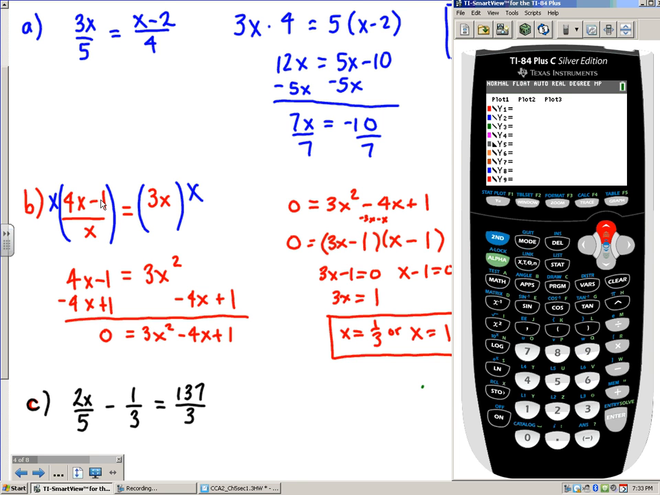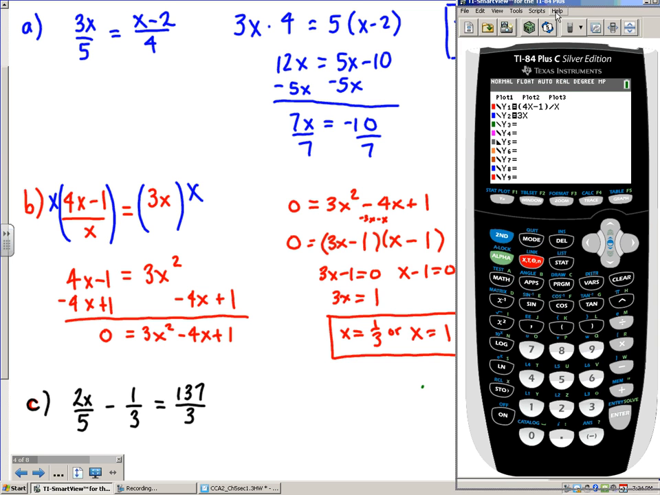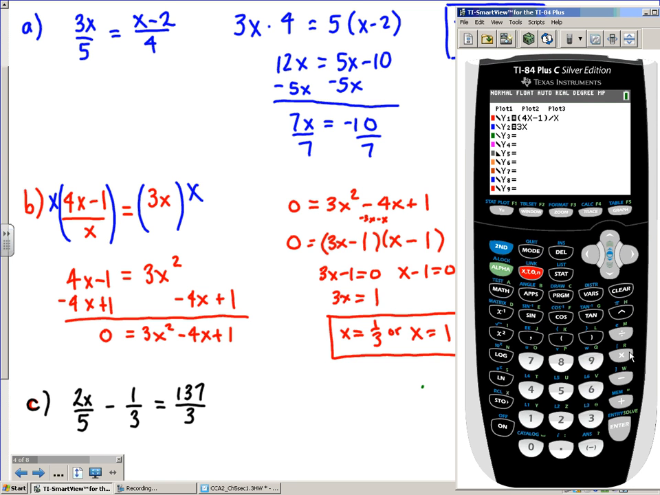Let's do 4x minus 1 over x. If I was going to type that in, I couldn't make the fraction mode on my calculator, so let's do 4x minus 1 in parentheses divided by an x. And our other side, we're going to have 3x. Let's move this over just a little bit, and let's graph it.